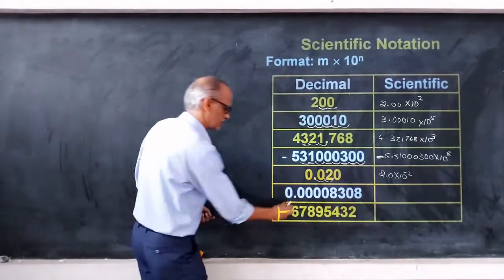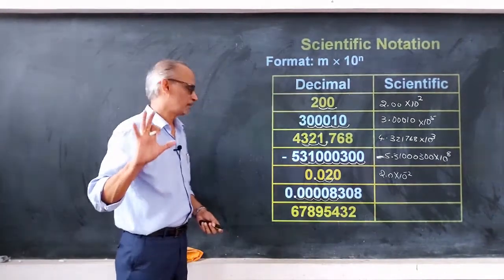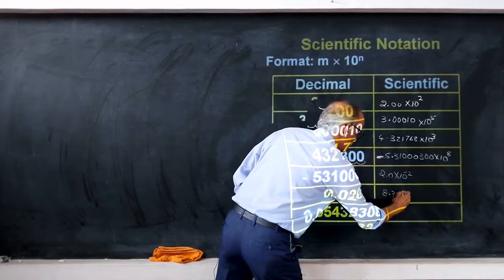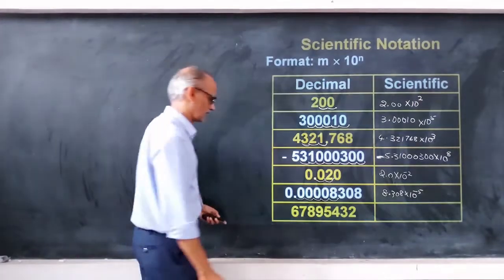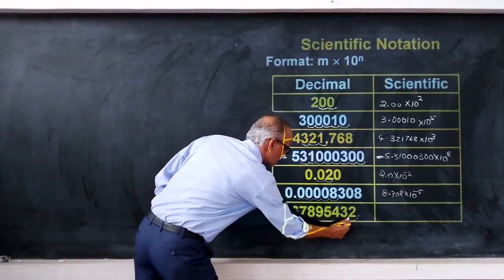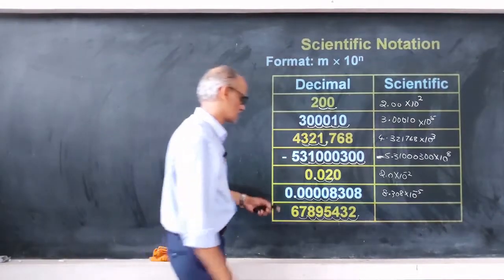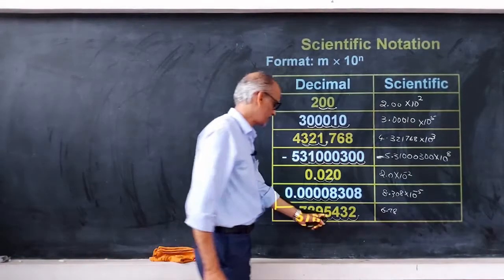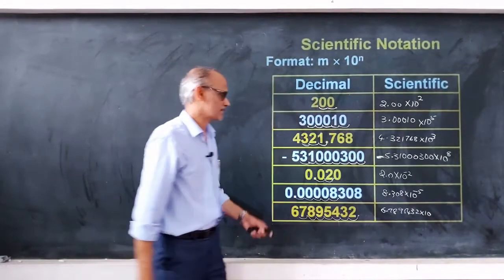Okay. Next, the decimal is here. Shift. 1, 2, 3, 4, 5. Do you remember? It's a 5 shift. So 8 point. The decimal is 8.308. 308 into 10 to the power minus 5. Clear? And the next, it's a big number, right? So decimal point is here. Number greater than 1. So 1, 2, 3, 4, 5, 6, 7. 7 shift. Okay. So 6.78 and then 95432. 95432 into 10 to the power 7.